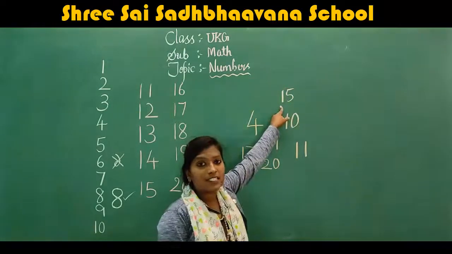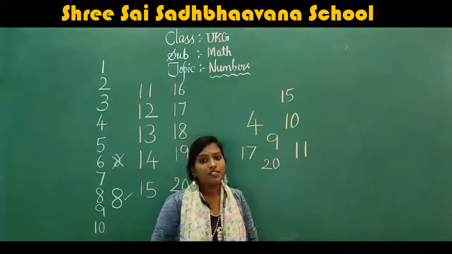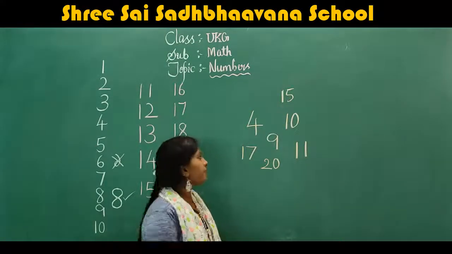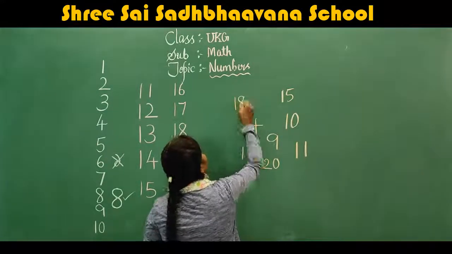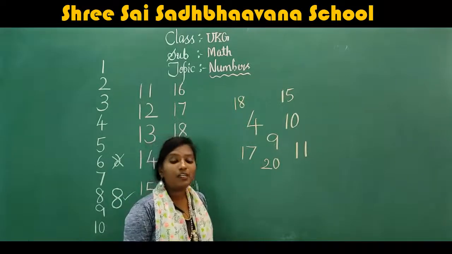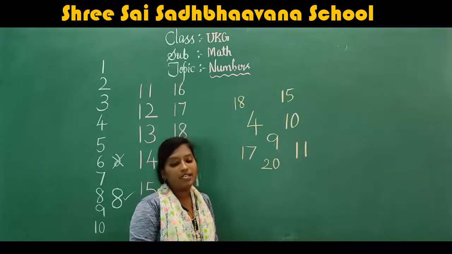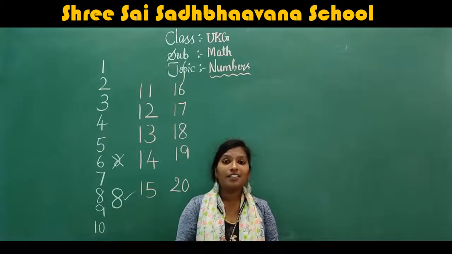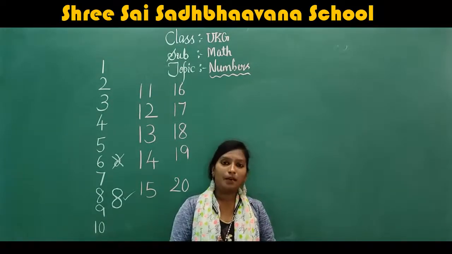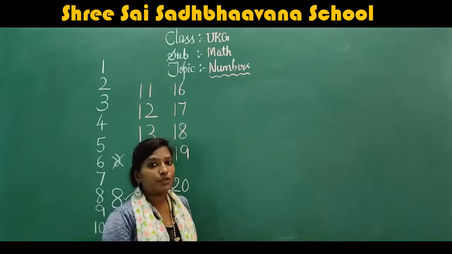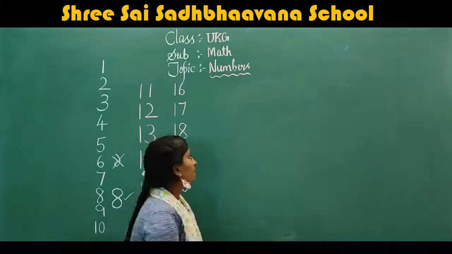Okay, now which number is this? Yes, this is number 15. Now which number is this? Yes, this is number 18. Okay children, now we will play one more game. Another game, that is after number, before number, and between number. Okay, see here, for example, I will show you one. After that, you have to tell me. Okay?